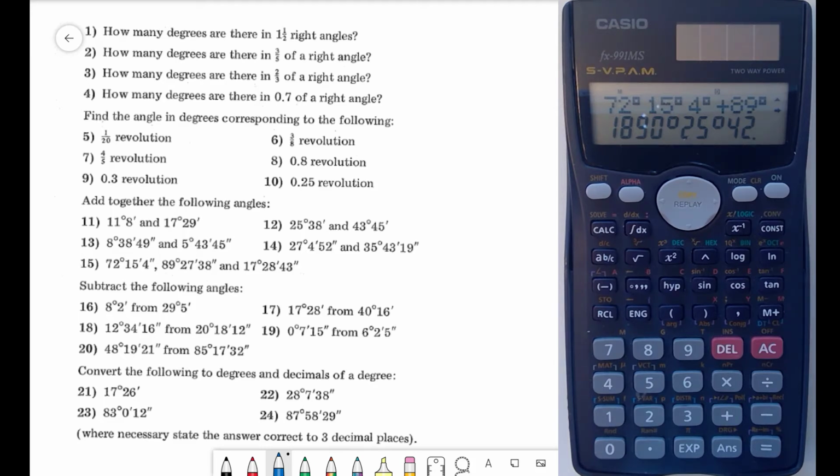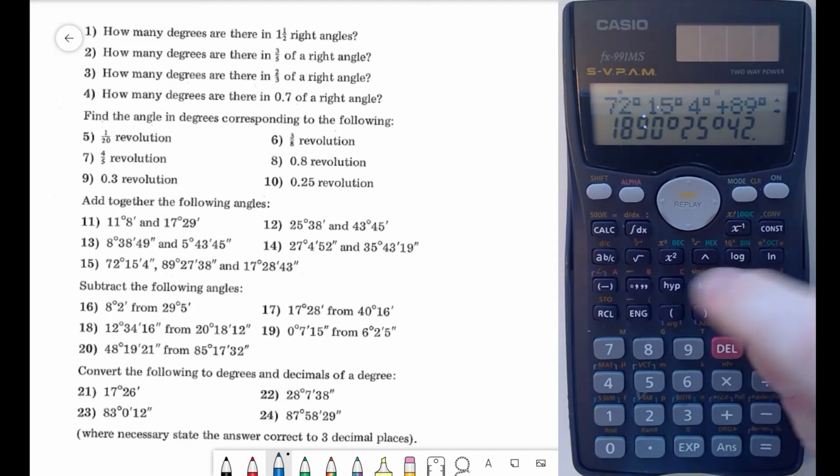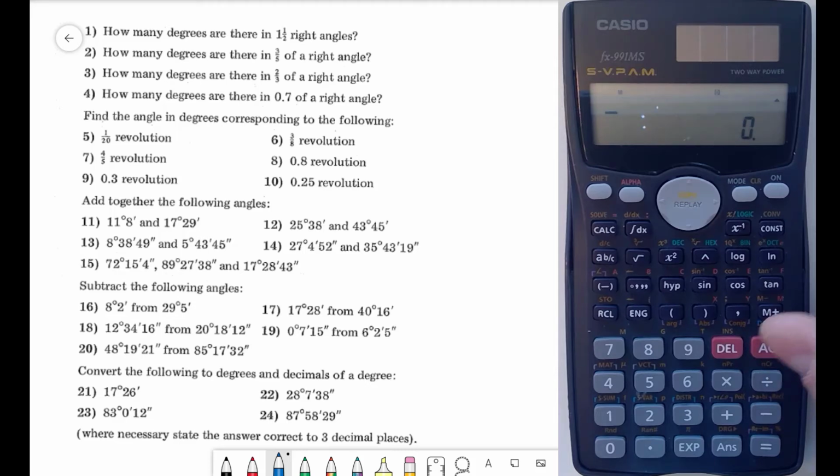So that's the examples really of how to use our calculator to make life very easy in order to add these angles together simply using that degrees, minutes, seconds button. Okay, let's look at the next section. This is now subtraction. It's the exact same idea.